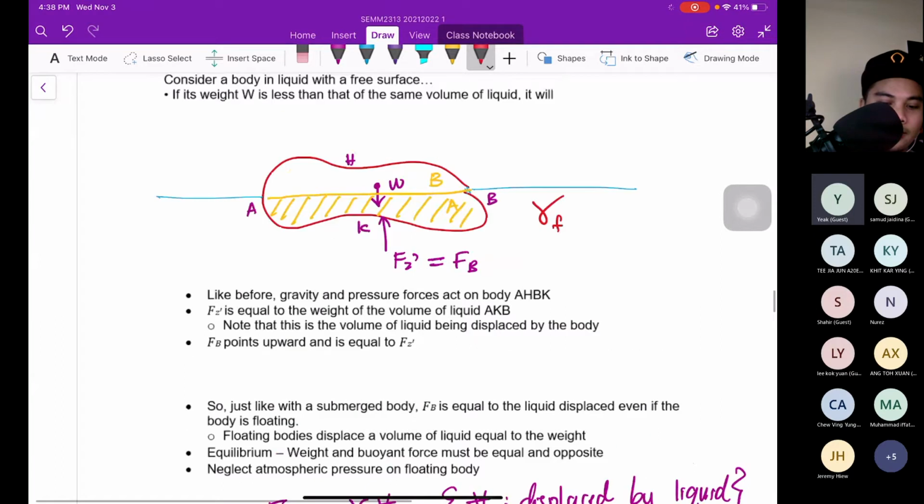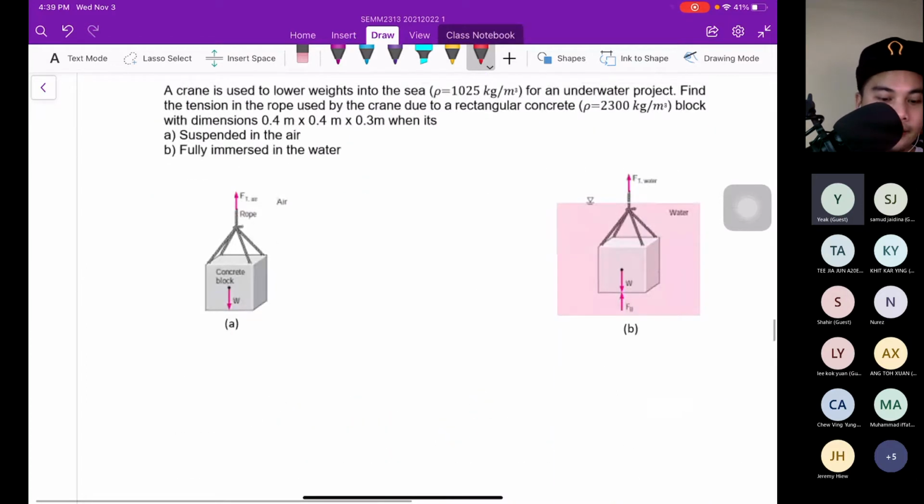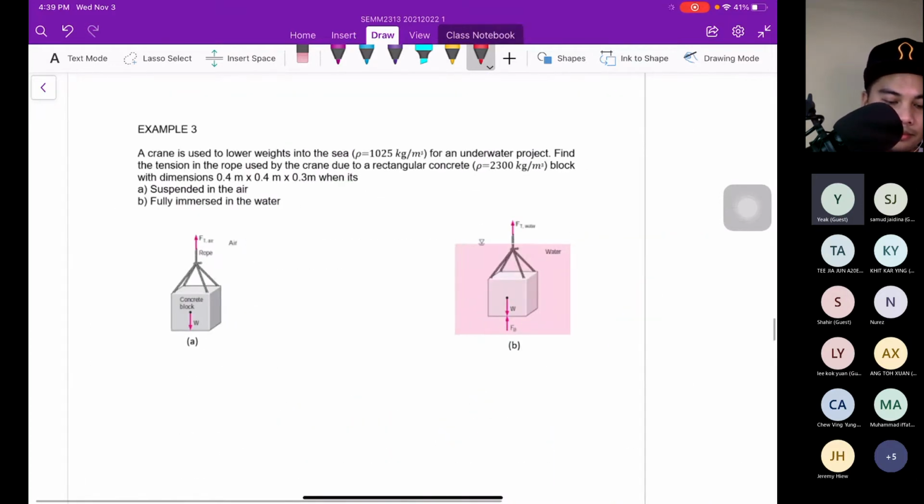Okay, A, K, B until this one displays. Okay. So we try to do one example.